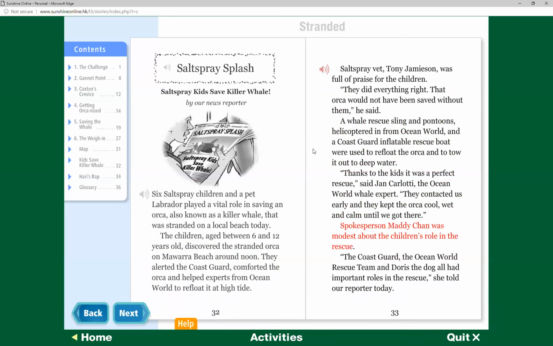Spokesperson Maddie Chan was modest about the children's role in the rescue. "The Coast Guard, the Ocean World rescue team and Doris the dog all had important roles in the rescue," she told our reporter today.